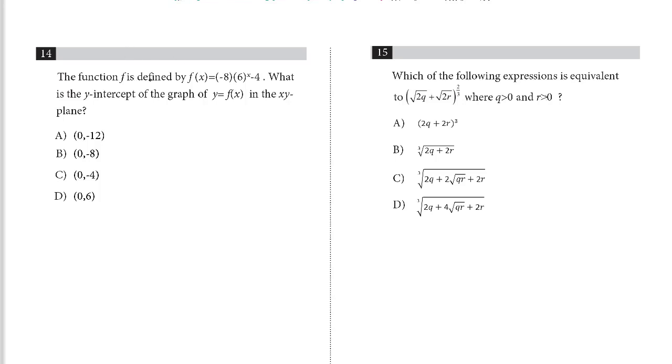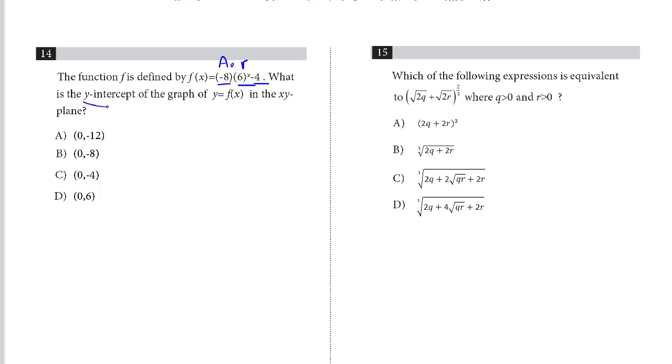The function f is defined by f of x equals minus 8 times 6 to the x, minus 4. That's our a, and it looks like an exponential function, so r is 6, and then minus 4 is an offset in the y direction, down 4. What is the y-intercept of the graph of y equals f of x in the xy plane?